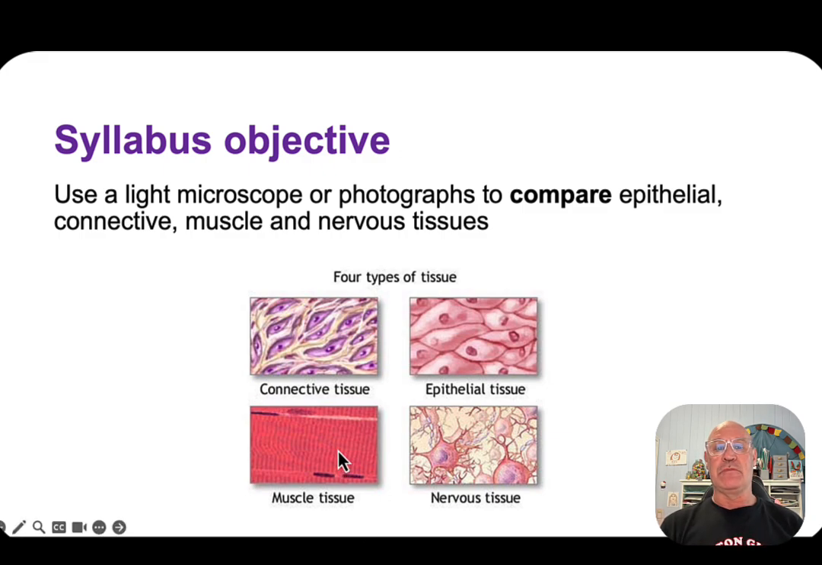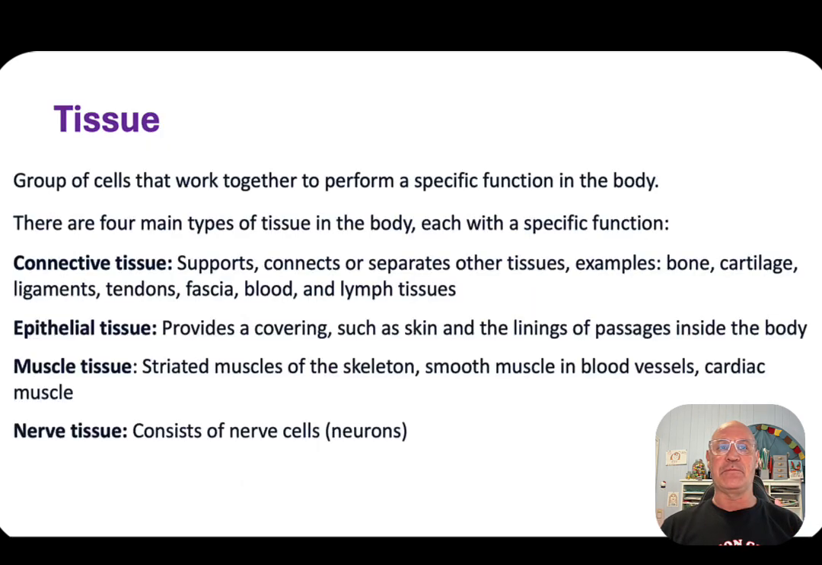Muscle tissue, muscle works by being contractile. So you will see that it has these striations or stripes. And nervous tissue, well, it kind of looks like nerves or neurons. Okay, so we'll talk about those again at the end, but let's have a look at some specific examples.